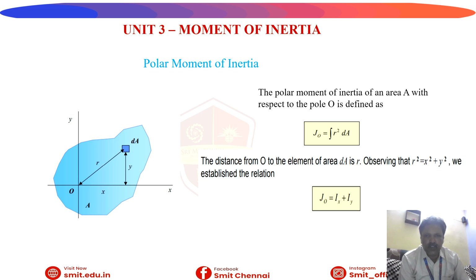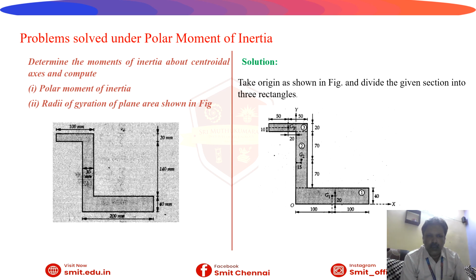Now, this is one elementary strip, a cross section of dA at a distance x along the x-axis and y along the y-axis, having a hypotenuse distance r from the origin, given along one coordinate direction. Now, based on that previous definition and formula, we are going to solve one problem.